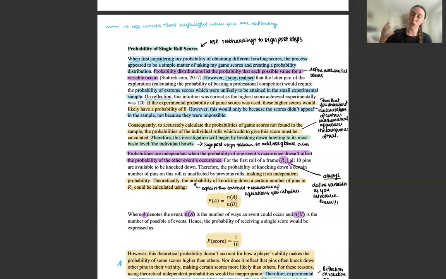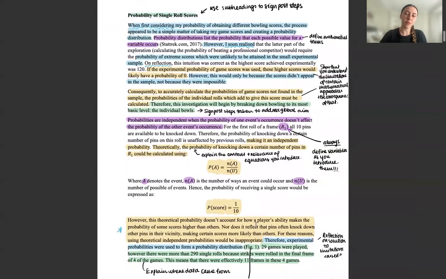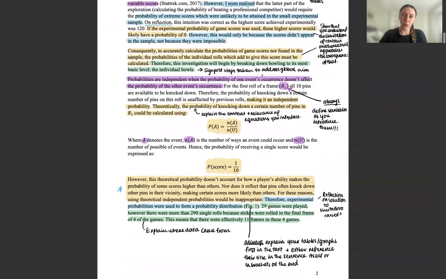So I'm going through, well, I considered doing it this way. However, after a bit of reflection, I realized that I can't do it that way. So therefore, I'm going to approach it from the probability of single roll scores, and then I jump into my actual working out.